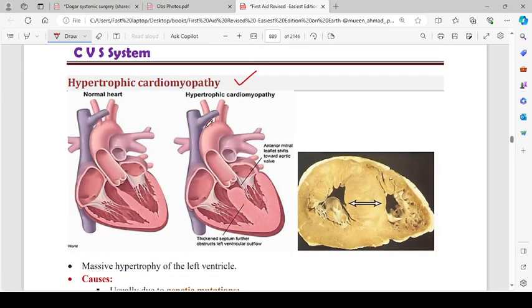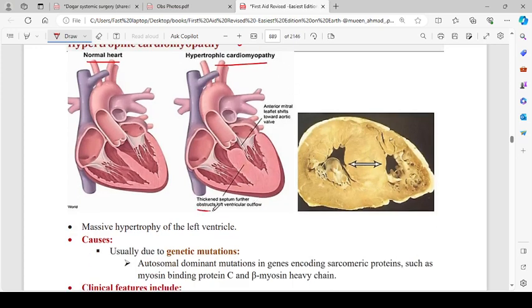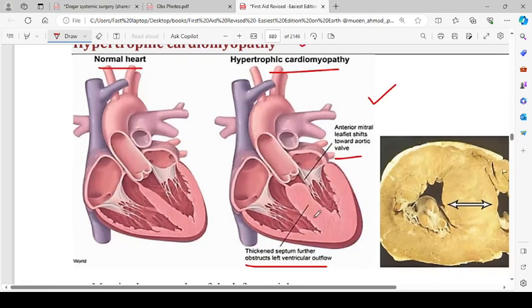So in hypertrophic cardiomyopathy, this is a normal heart, and this is the hypertrophic cardiomyopathy. The thickened septum further obstructs the left ventricular outflow, and the anterior mitral leaflet shifts towards the aortic valve. Now the problem is the outflow tract, for the blood to leave the left ventricle, right? This interventricular septum is thickened. On top of that, the anterior leaflet of the mitral valve becomes adherent to this thickened interventricular septum. So both of these things obstruct the pathway.